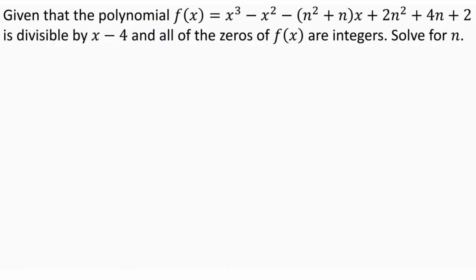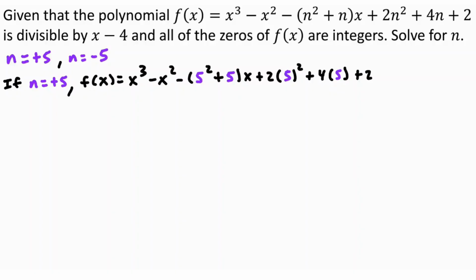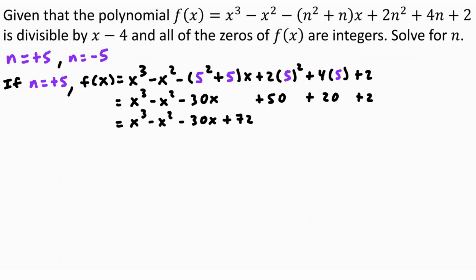Now that we know n is equal to plus or minus 5, we'll test n equals 5. So we'll substitute into f of x, and this is what we're going to get. We'll simplify it. We get x cubed minus x squared, and then we have negative 30x plus 50 plus 20 plus 2. And then we'll combine like terms to get x cubed minus x squared minus 30x plus 72.